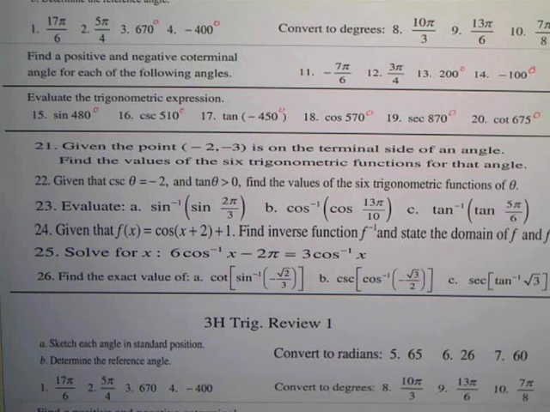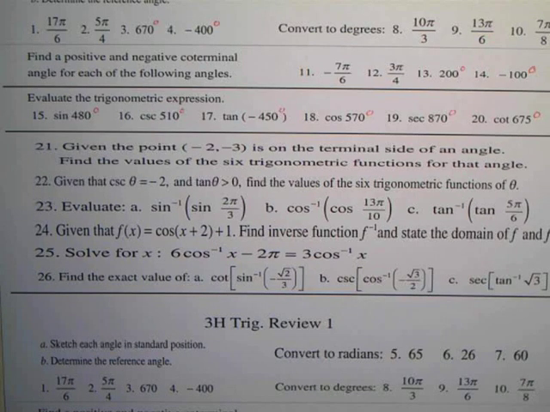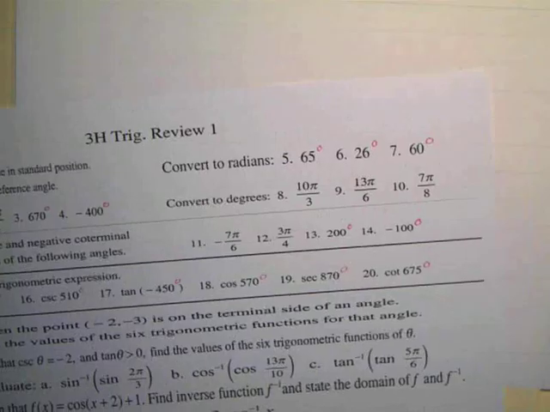Okay, here's some more of the trig review problems, and this is 11 through 14. Find a positive and a negative coterminal angle for each of the following angles. There's an easy way to do this just by adding and subtracting 360 or 2 pi, and that should really work, but I'll demonstrate one with a sketch, and then you can always sketch them out. It's always a good idea to sketch them out so you have a good idea what's going on.